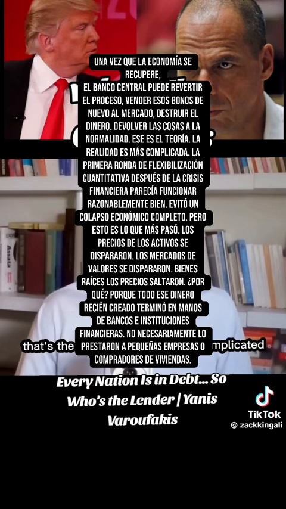That's the theory. Reality is more complicated. The first round of quantitative easing after the financial crisis seemed to work reasonably well. It prevented a complete economic collapse. But here's what else happened. Asset prices exploded. Stock markets soared. Real estate prices jumped. Why? Because all that newly created money ended up in the hands of banks and financial institutions. They didn't necessarily lend it out to small businesses or home buyers.